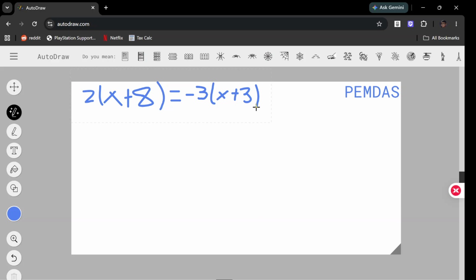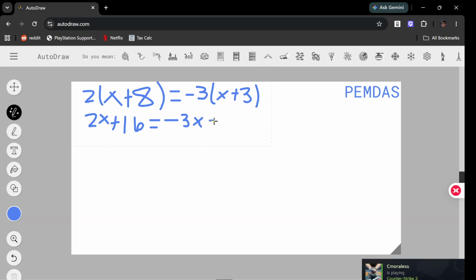So now, the way to go about this is just multiplying it out first. So 2 times x, well, we know that to be 2x. 2 times 8, well, we know that to be 16. Positive 16, of course. Now we do negative 3 times x, that is just negative 3x. Negative 3 times 3, that's just negative 9. Cool.